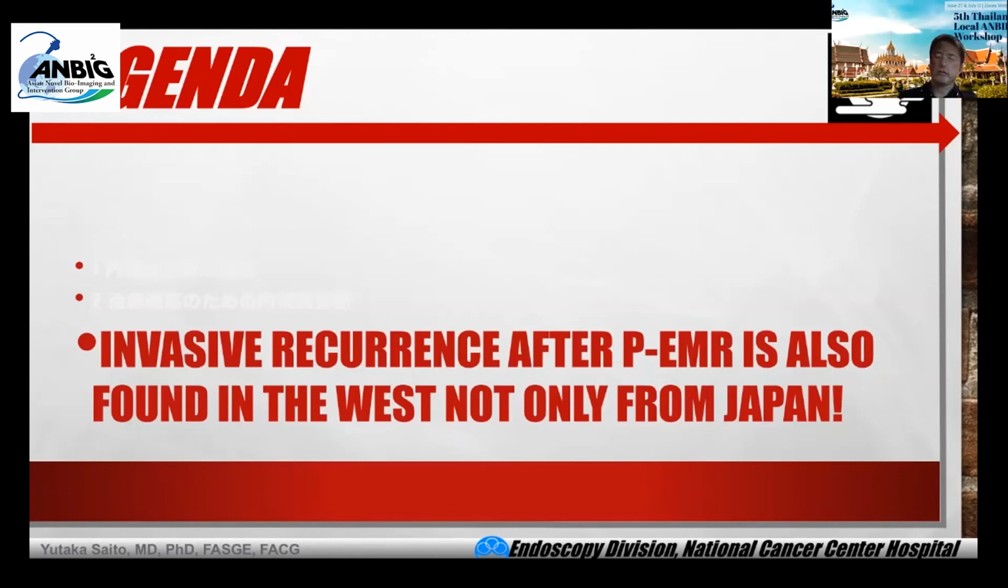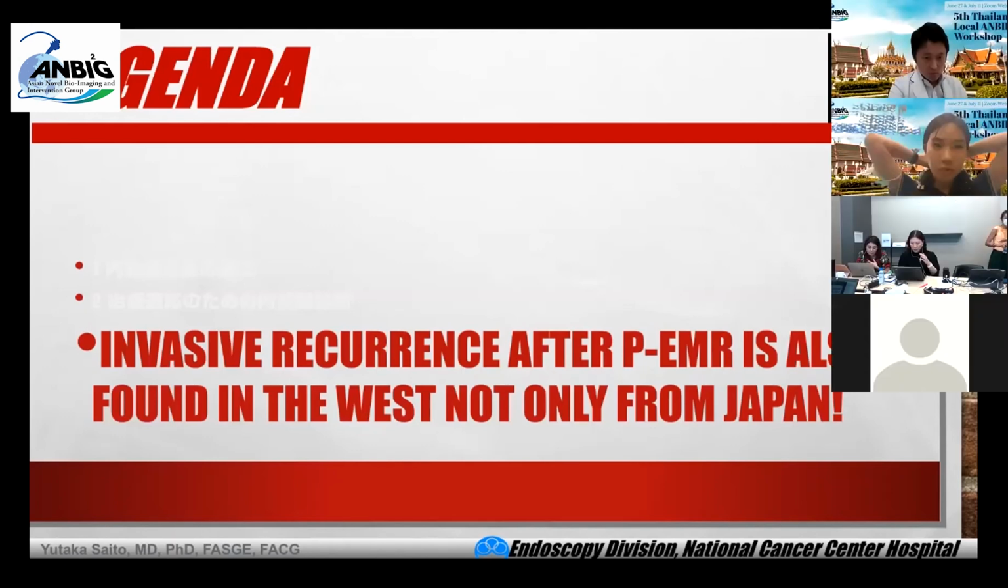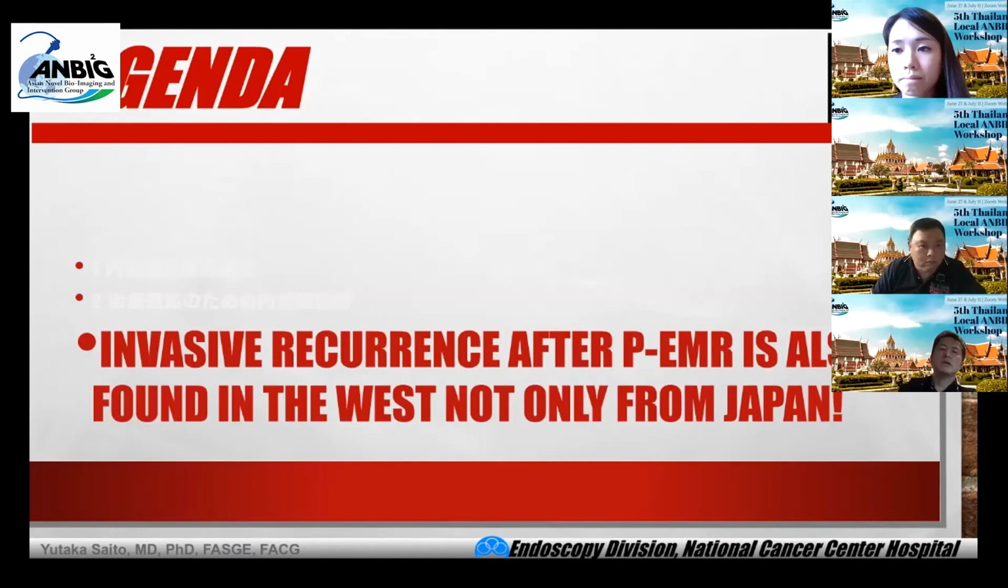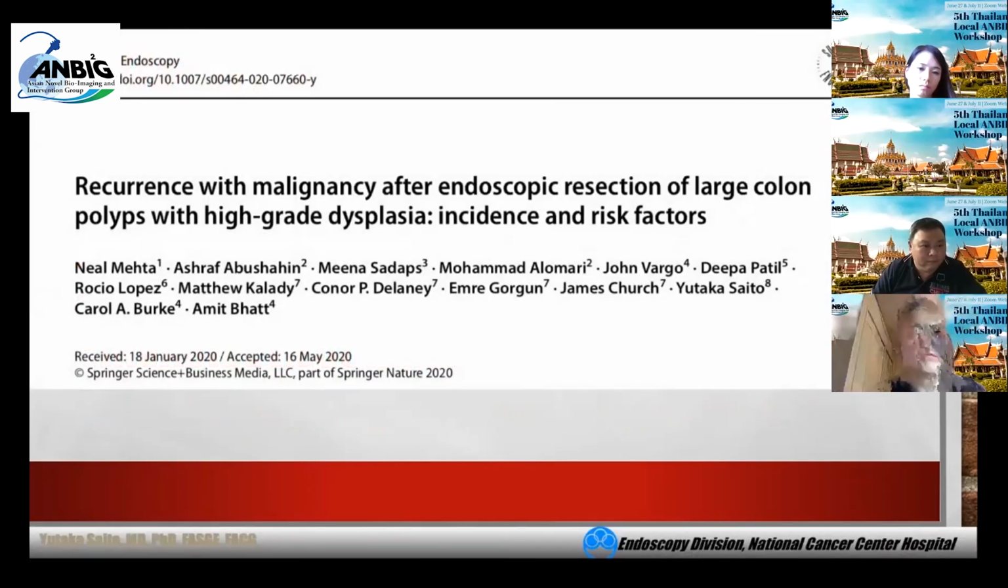But until now, such reports have come only from Japan or Asian countries. And still the ESGE guideline recommends piecemeal EMR for LST granular type, and the ACE group in Australia still recommends multi-piecemeal resection even for large LST granular type. And they say they never experienced invasive recurrence. This was recently published in Surgical Endoscopy by Dr. Neil and Dr. Amit Bhatt from Cleveland Clinic.